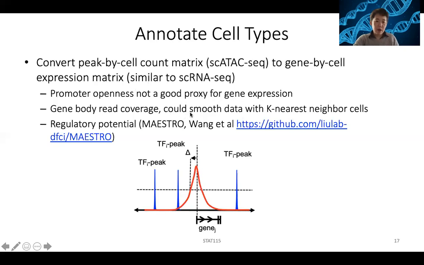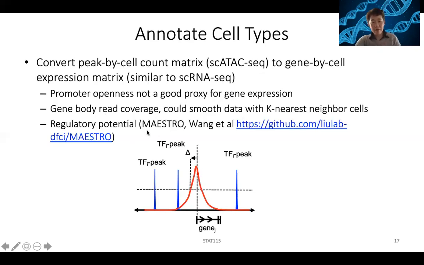There are also different implementations. You can smooth the data with the K nearest neighbor cells. Remember, we can use the ATAC-seq data to do clustering. And because the readout for each gene in this cell is very, very sparse, you can also look at, say, 10 cells or 50 cells near this cell that are clustered with it, and merge all of their reads together to look at how much ATAC-seq read you have near this gene. And so people also do this gene body read coverage.